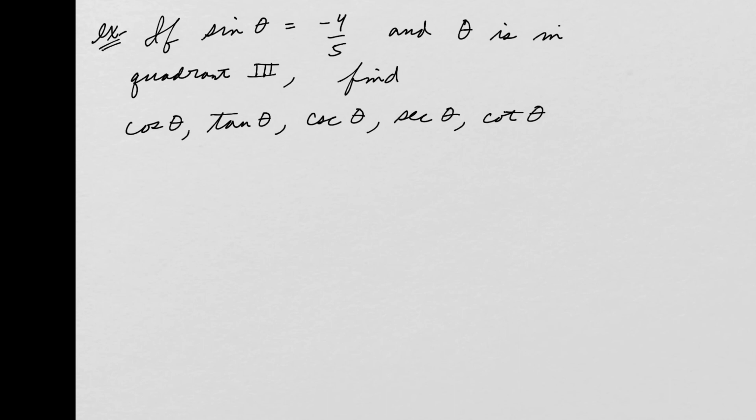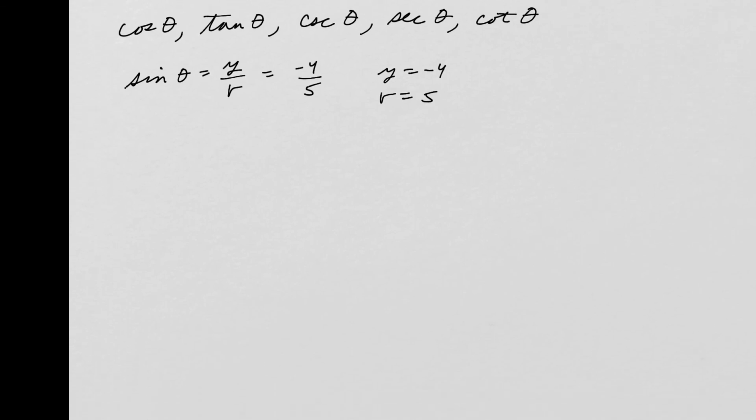Okay, so remember, sine of theta is always y over r. And they're telling us that it's -4 over 5. So that means y is -4 and r is 5. Remember, the r always has to be positive, right? So the y, you can attach the negative to the y. We know that we're in the third quadrant. So here I would draw a picture.